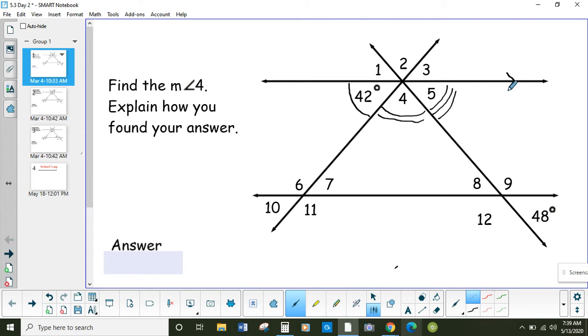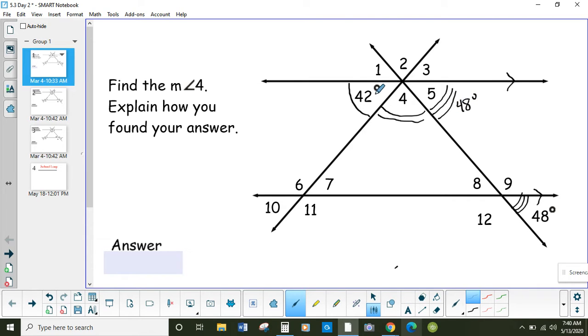And I know that since these are parallel, and this is a transversal, angle 5 has to be the same as this right here, because this angle down here is a corresponding angle to angle 5. Corresponding meaning the same spot, right? Bottom right corner with respect to the transversal and both parallel lines. So that means that this is 48 degrees. This has to be 48 degrees also because of corresponding angles.